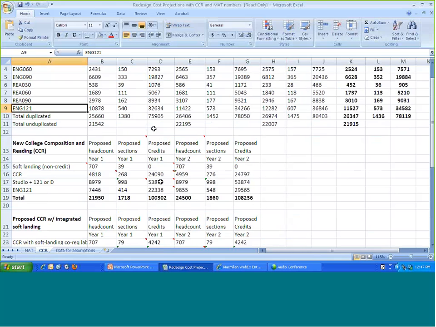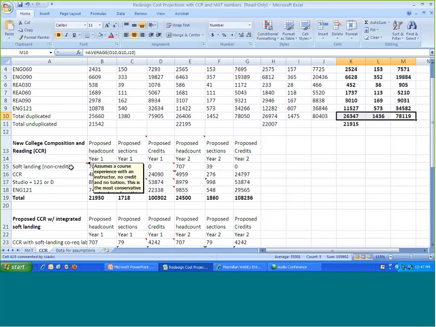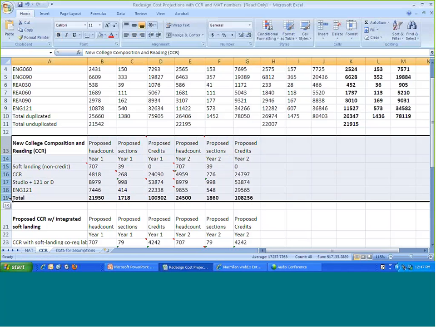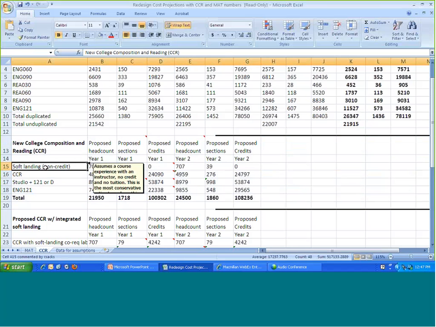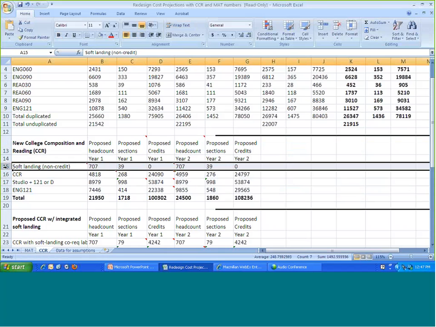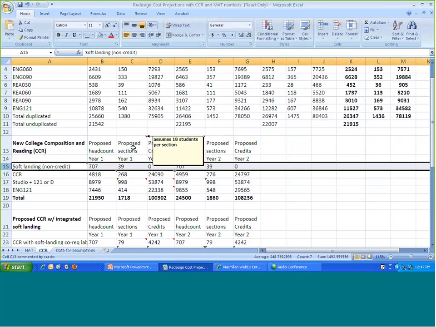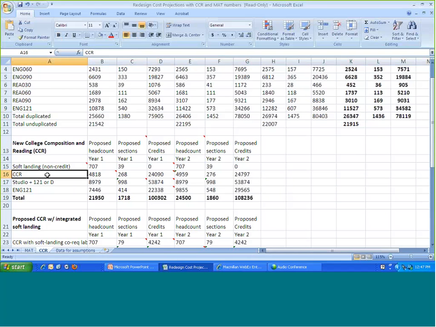So what we did was we said, okay, let's take these three-year averages. Let's look at how many students we have, how many sections we've had, and how many credits we've had traditionally, and put that into what this new experience looks like. This second block is the soft landing, completely non-credit, and it's built out here to assume that every student who would go into soft landing goes there as a class, built out with 18 students in the class and no credit tied to it. And then we did the CCR 092 experience, and then the studio courses and the English 121 courses. So we pulled essentially headcounts from above to figure out, what could we project?